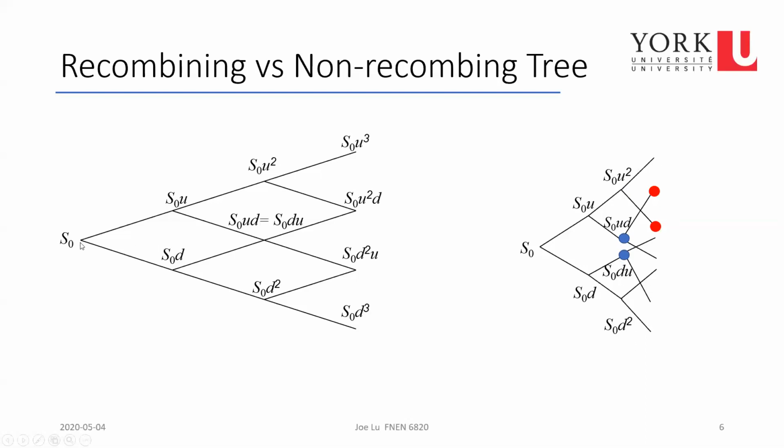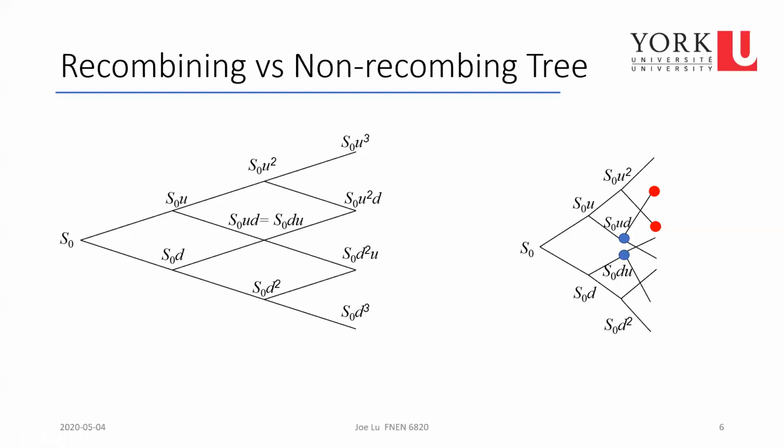So here for a recombining tree, step 0, step 1 will have 2 nodes, and step 2 will have 3 nodes. So it increases linearly: 1, 2, 3, 4. But for a non-recombining tree it is 2 to the power n. So 1 will become 2 nodes, and they'll become 4. And then you have 1, 2, 3, 4, 5, 6, 7, 8. So it increases to the power n.